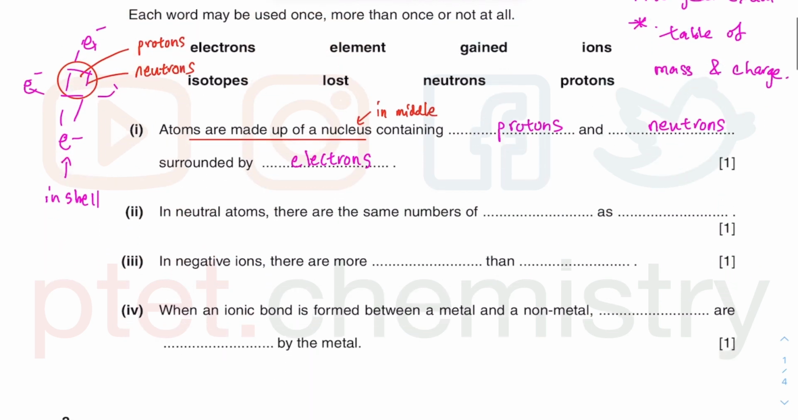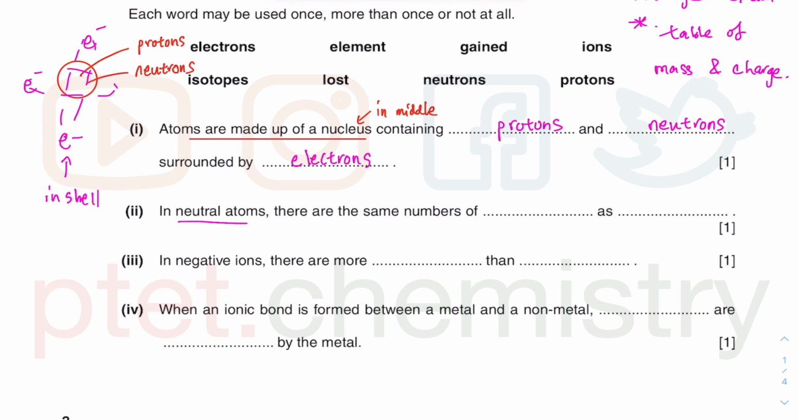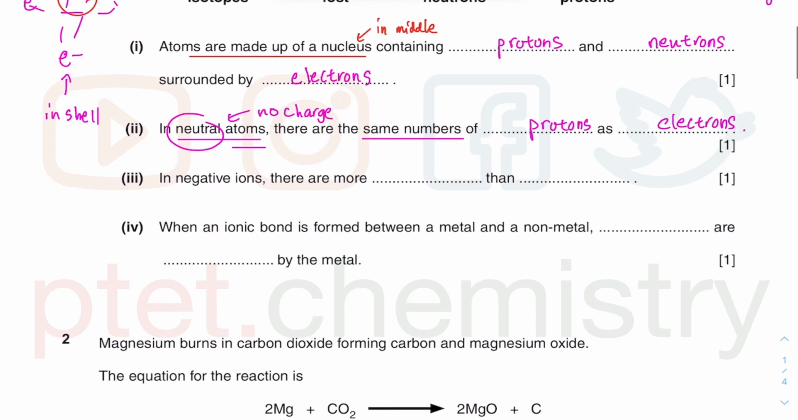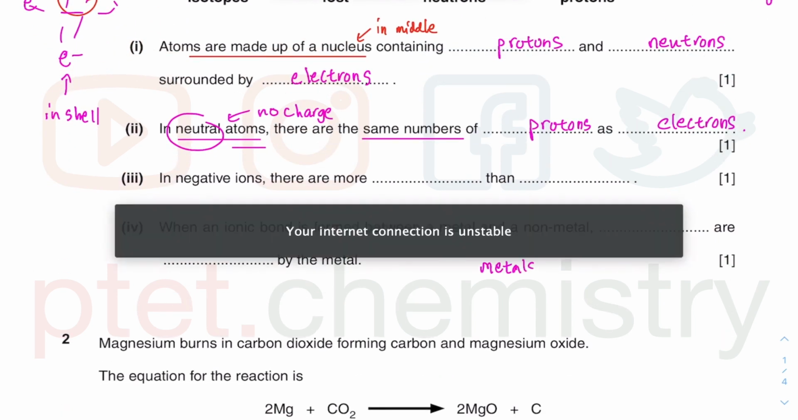The next thing is something that has come up again and again. Neutral there means no charge. Overall, atoms have no charge because the charges of the protons and the electrons cancel out.